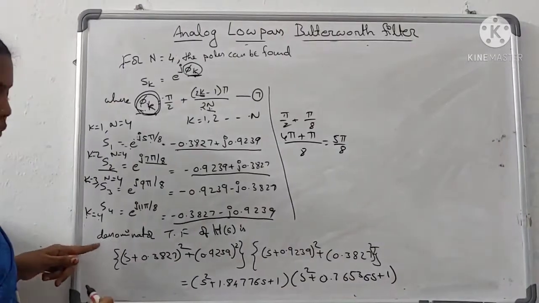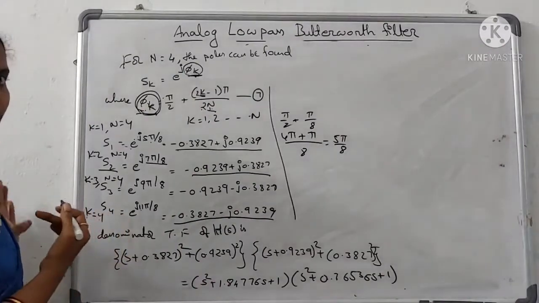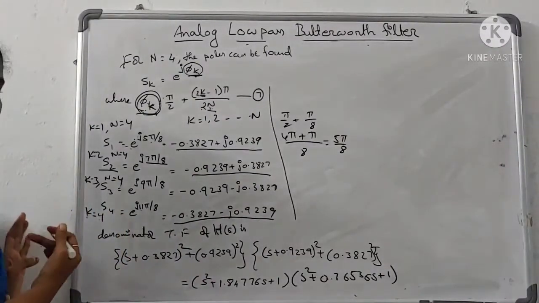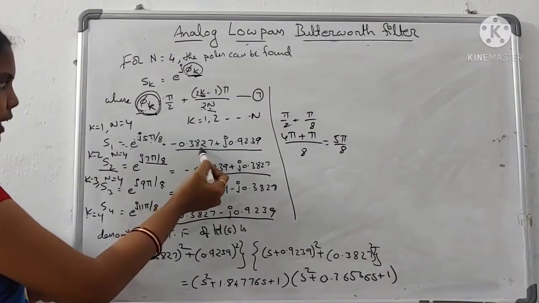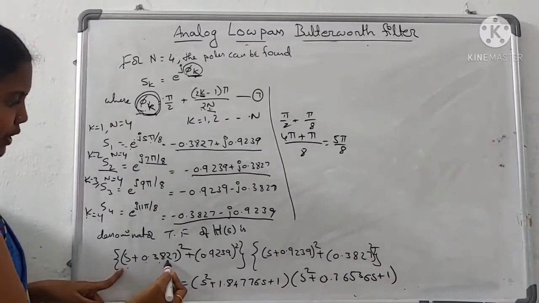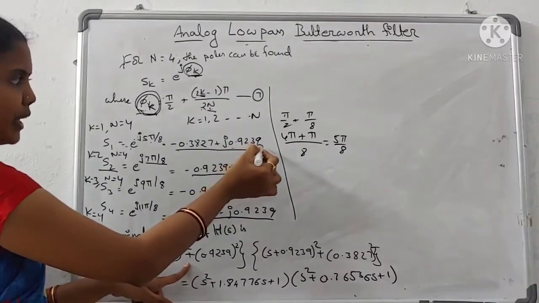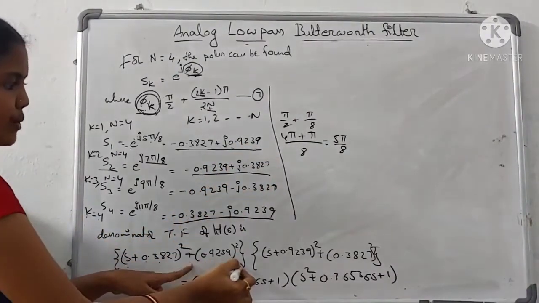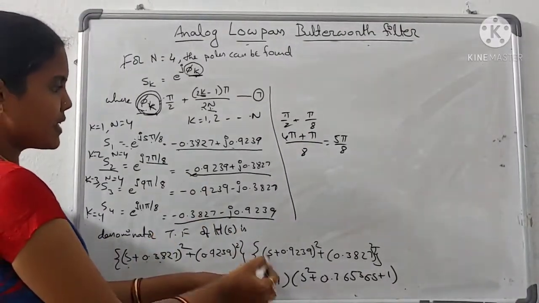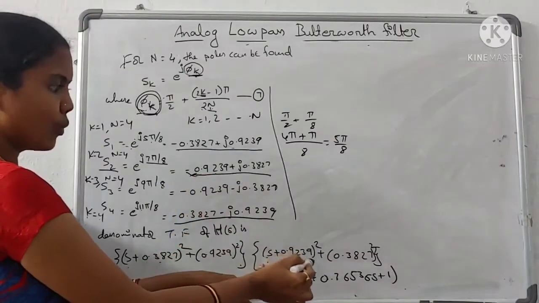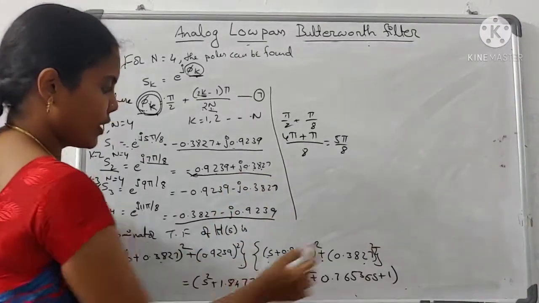Okay, so in order to find the denominator transfer function of h of s, we take the left hand side of the poles. So you have to take the left hand side of the poles. That is (s plus 0.3827) whole square plus (0.9239) whole square, into the next pole, which is (s plus 0.9239) whole square plus (0.3827) whole square.